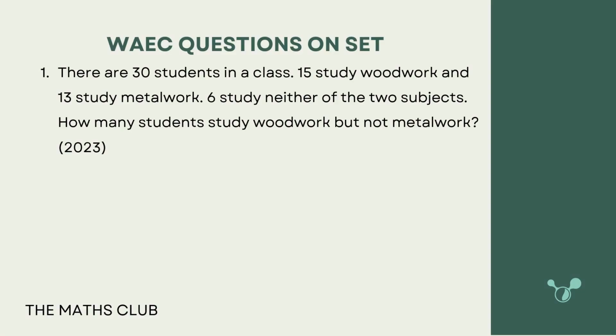So this first question is from 2023, and it says that there are 30 students in the class. 15 study woodwork and 13 study metalwork. 6 study neither of the two subjects. How many students study woodwork but not metalwork? Let's try it out together.